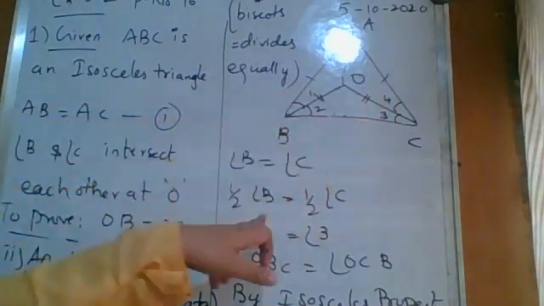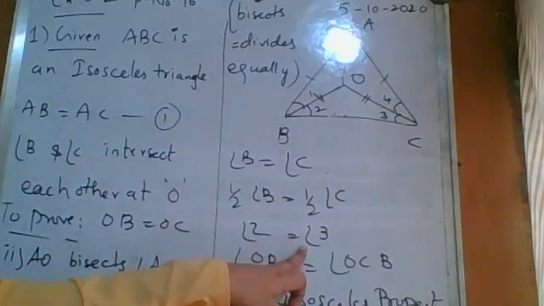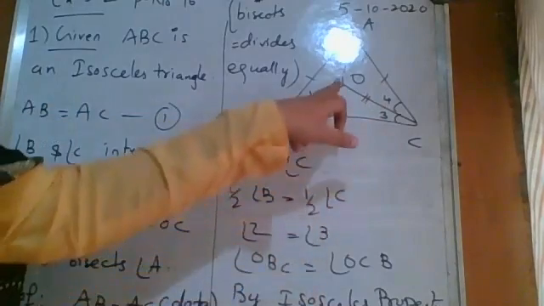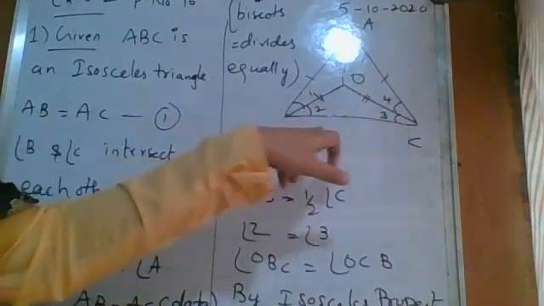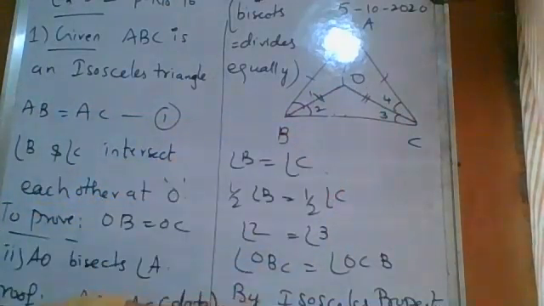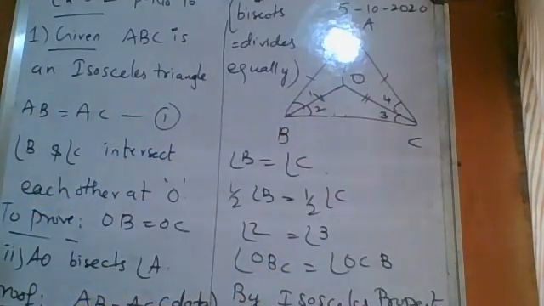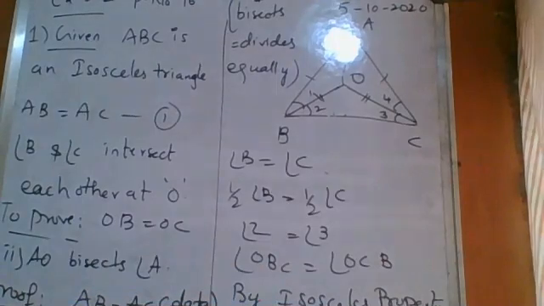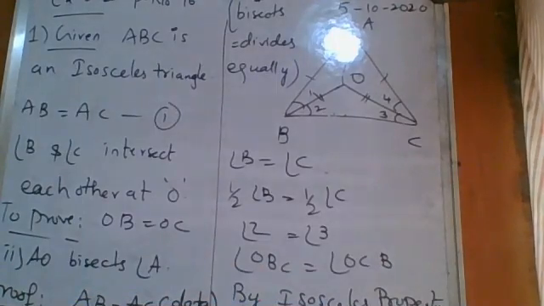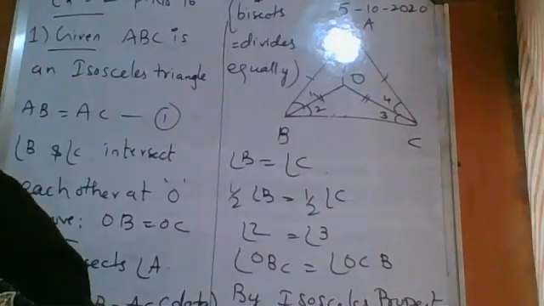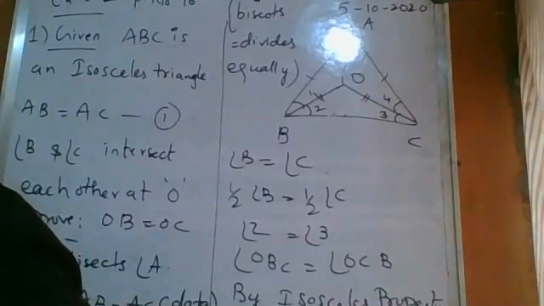So now I can take angle 2 is equal to angle 3. But what is angle 2? OBC is equal to OCB. Is that clear? Therefore, by isosceles property, opposite sides are also equal. This is only the first part. Now we are going to do the second part of that question.